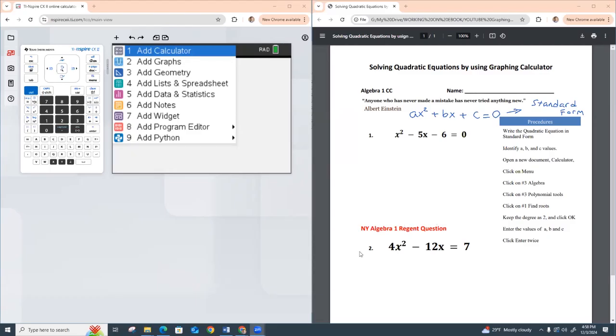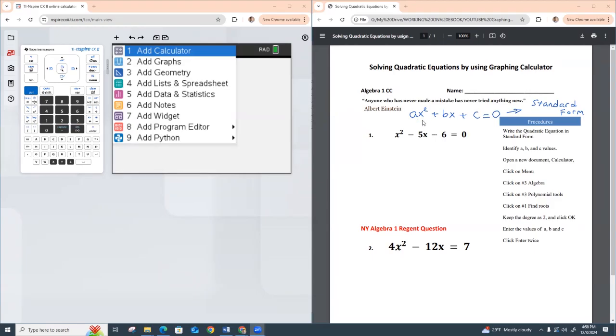In today's lesson, we are going to go over solving quadratic equations by using a graphing calculator. All right, let's start. I have two examples for you, and here are the procedures that we're going to follow. But first, let me talk about the standard form, because that is our first step. We need to make sure that our equations are written in standard form before we use the graphing calculator.